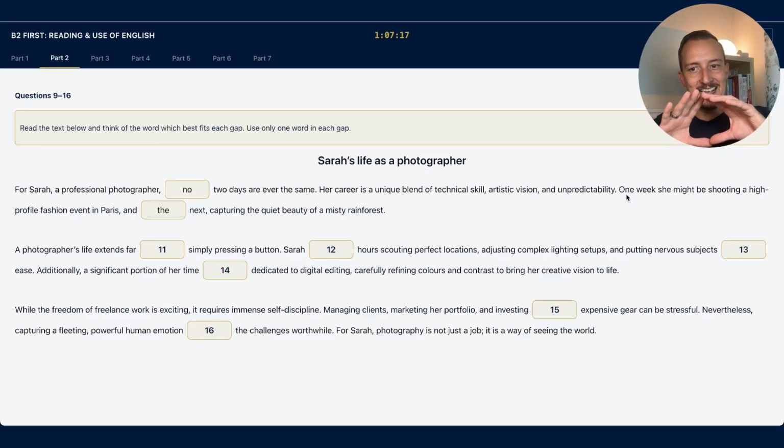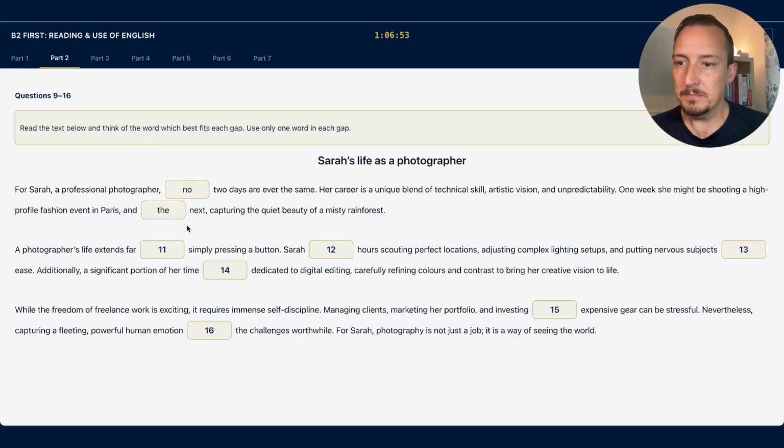You need to read the whole sentence here because it says one week she might be shooting a high profile. So one week doing something, the next week doing something else. Or sometimes in English, as it is here, one week doing something, the next doing something else. So the is the correct answer. And you can use it with one week, one day. One day I might be doing this, the other I'm doing something else. So the. Okay, a photographer's life extends far.